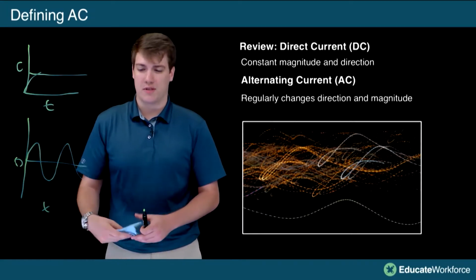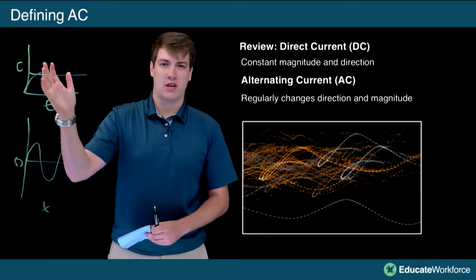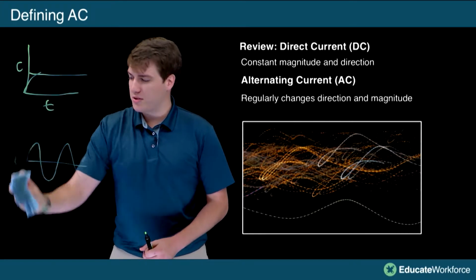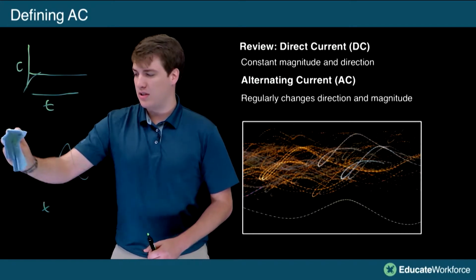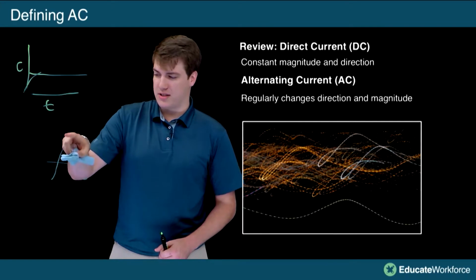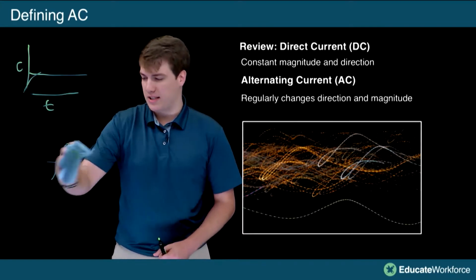This is the fundamental difference. This is what it looks like. You've got constant current, and then you've got a changing current. And this change is both magnitude and direction. So not only is the current changing directions, it's also getting greater and then going back down.